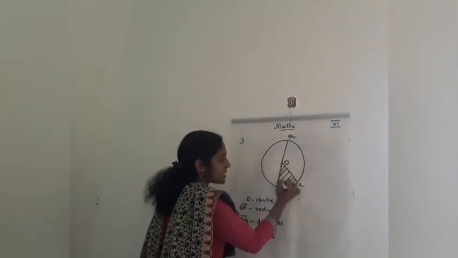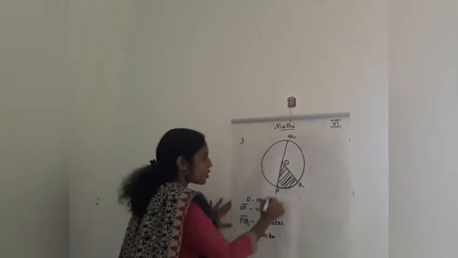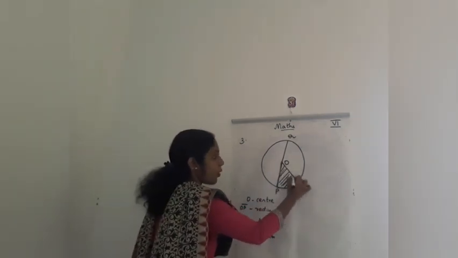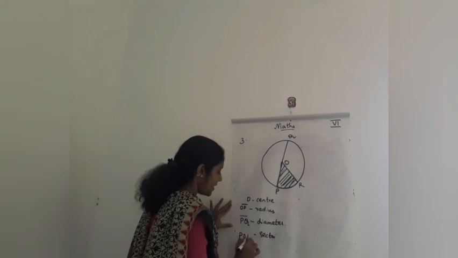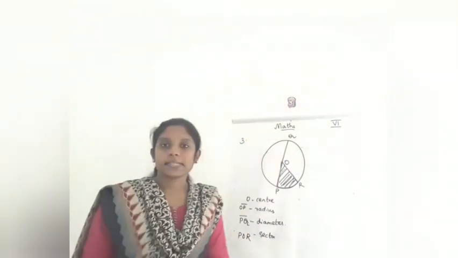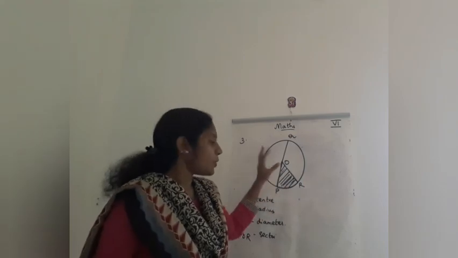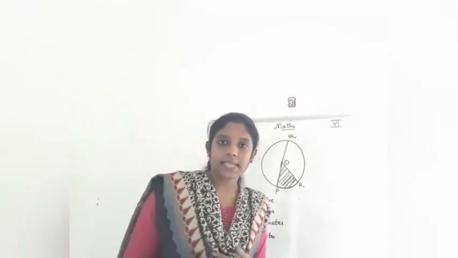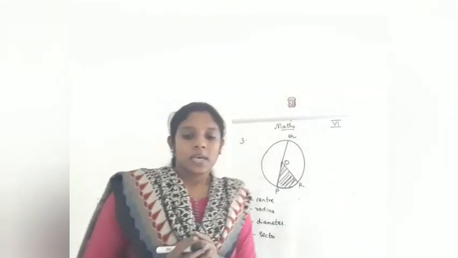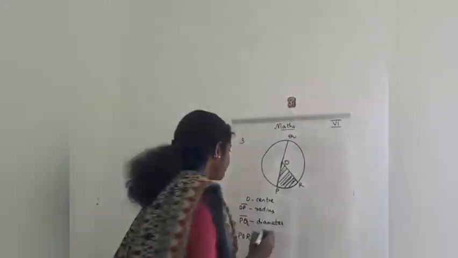So this portion is the sector. So what is this? POR. POR is a sector. Okay. So there is a radius, there is an arc, and its interior portion is the sector. So POR. So next one is segment.